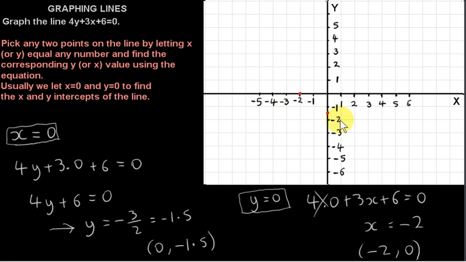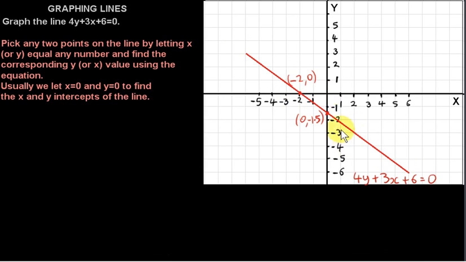So we can then draw a line between these 2 points. So 2 points is enough to draw a line. Any 2 points will do. So here is the line with equation 4y plus 3x plus 6 equals 0. Now, as I said a few times before, we can use any values of x we like. Let's just get a point by letting x equal, say, 2.